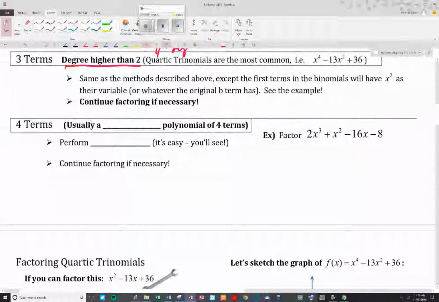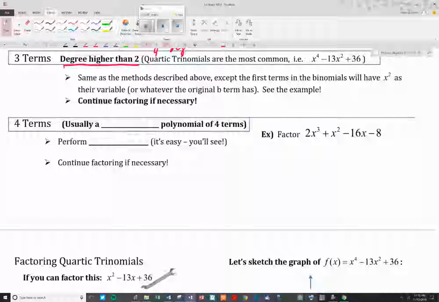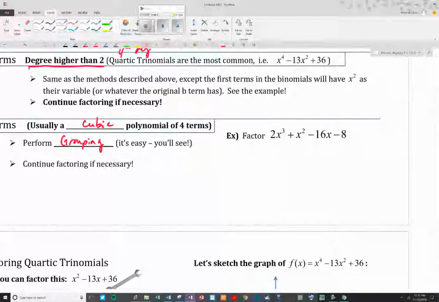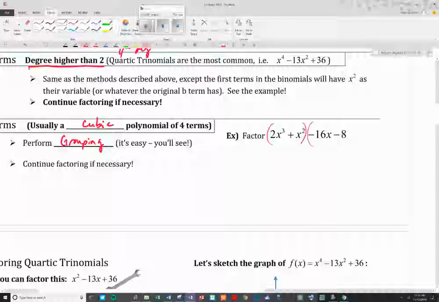All right, last one. This is something that you might have just touched on a little bit in Algebra 1, and that's grouping. Grouping is something that we'll perform on cubic polynomials of 4 terms, as long as they're groupable, and you'll see what grouping is. Right here, we're going to do a quick grouping example. What you're looking for, and we call it grouping because we're kind of in our heads grouping these terms together like this, is a GCF of the first 2 terms.